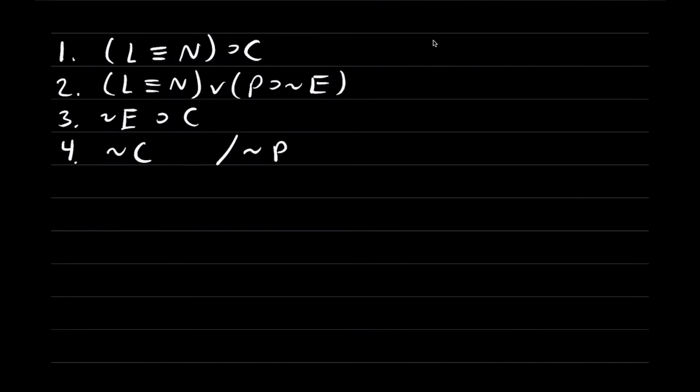Okay, in this next argument, we've got 4 premises. The first premise says, if L is equivalent to N, that's what that biconditional is, then C. Line 2 says that either L is equivalent to N or P implies not E. Line 3 tells us that not E implies C, and line 4 tells us that C is false, or not C. And we're trying to show this conclusion, not P. Let's dive in.